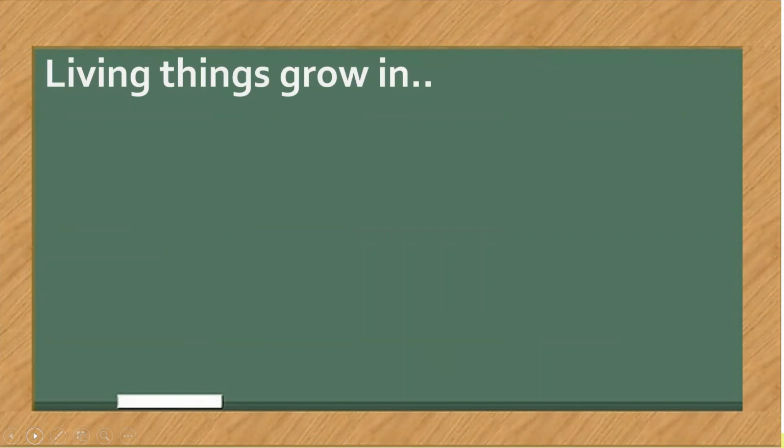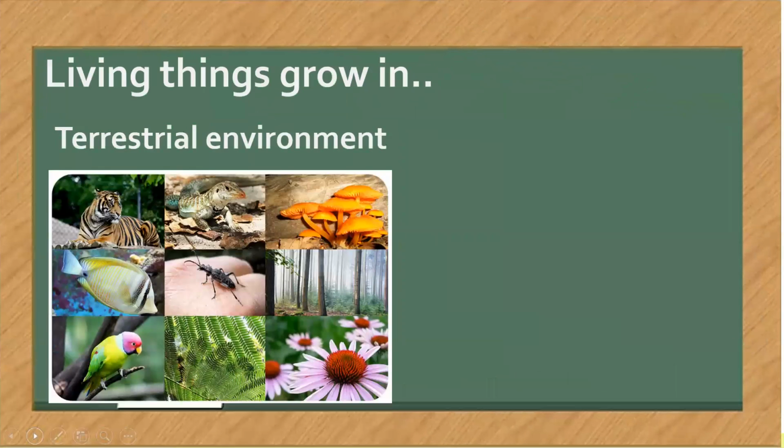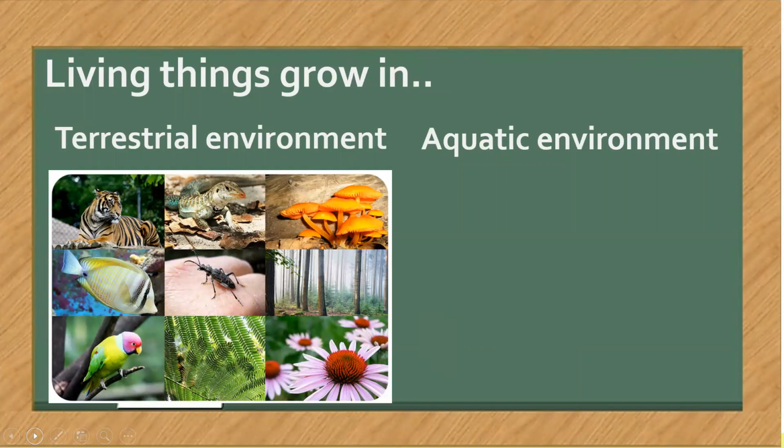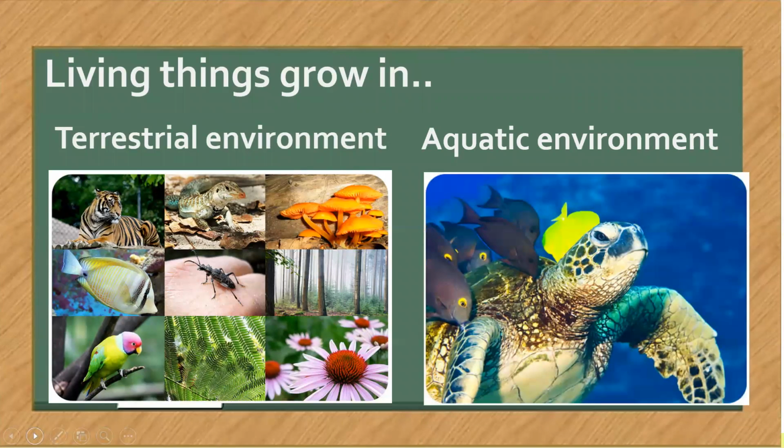Living things grow in terrestrial environment, also known as landforms. Aquatic environment, also known as water. These are the examples of living things underwater and landforms.